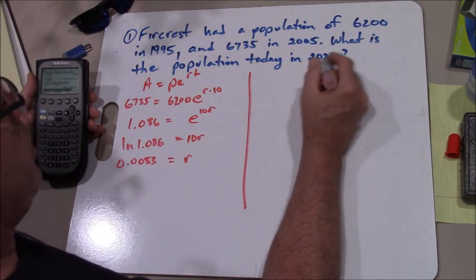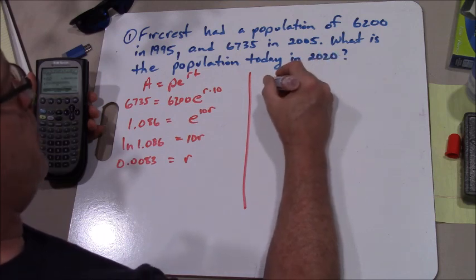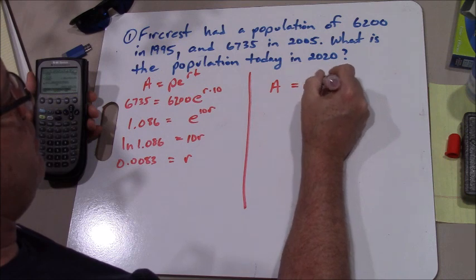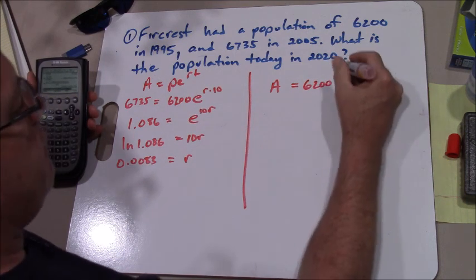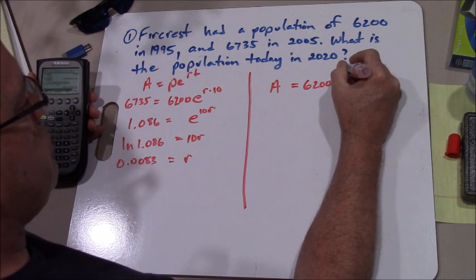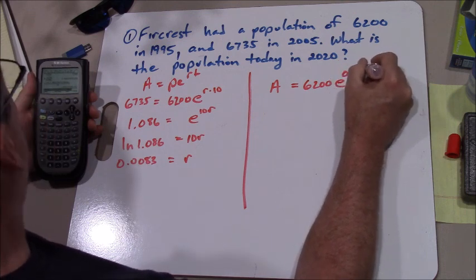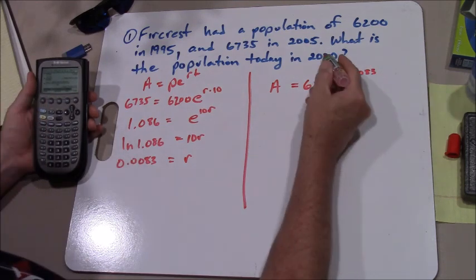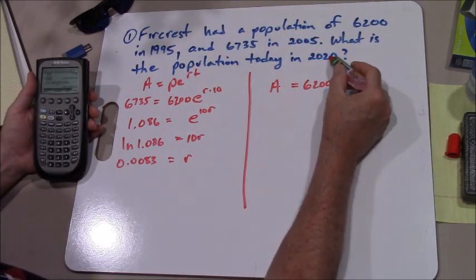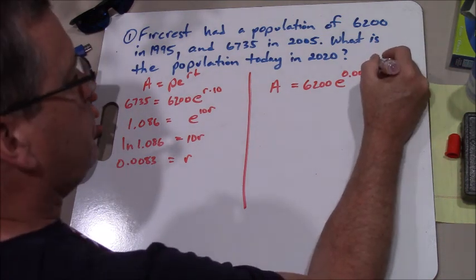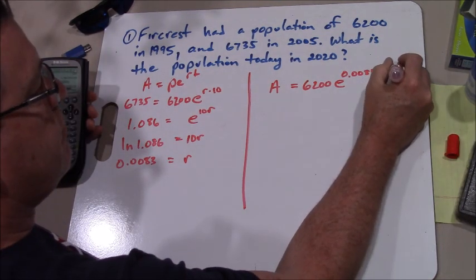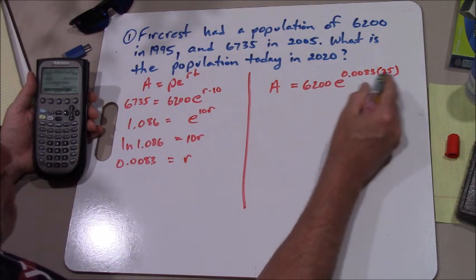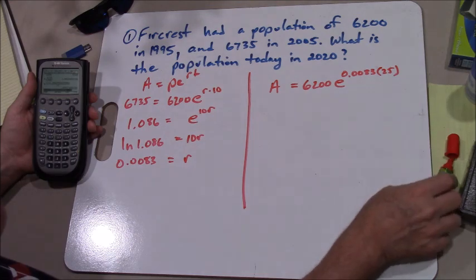So now we want to know what's the population in 2020. That's going to be the ending amount. I started with 6,200 in 1995. I've got e raised to the 0.0083. And I guess I know the number of years from 1995 to 2020, that would be 25 years. So I don't really have to solve this time. I just need to plug all that into the calculator and see what I get.